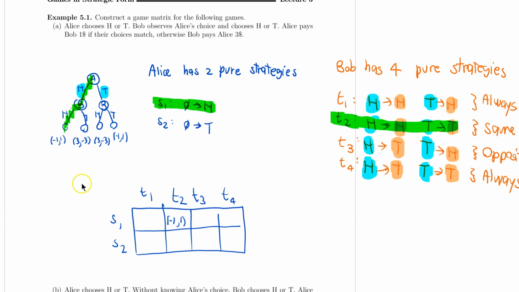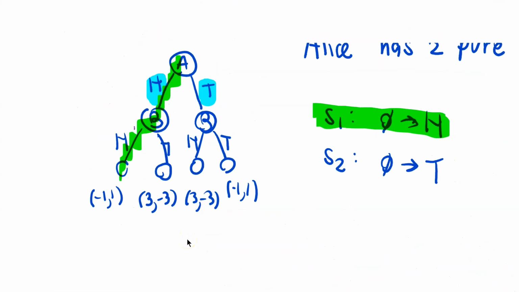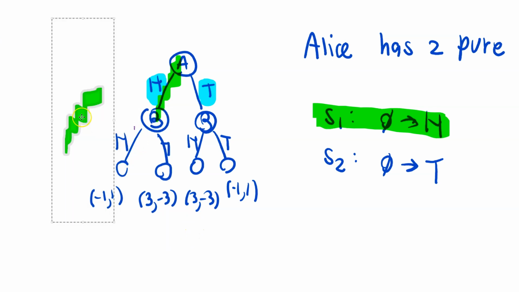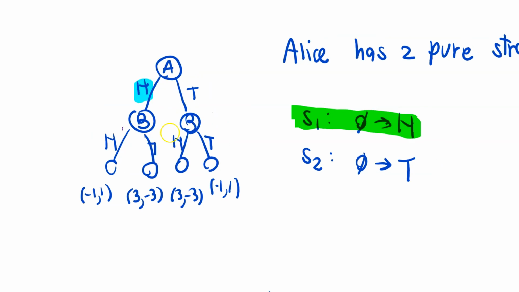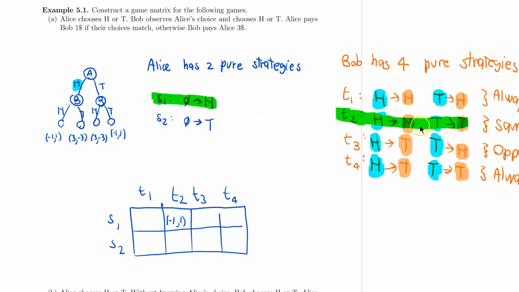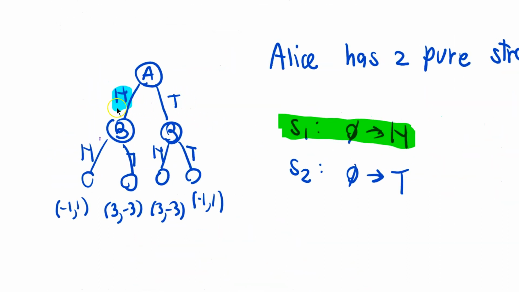We can now do the same thing and fill in the rest of the matrix. Let me erase the green parts and move this out of the way, since I don't really need it. Okay, good. Let me start from the first row and the first column. If Alice plays S1 and Bob plays T1, then what's going to happen? You can trace that from here. That means Alice will choose head.